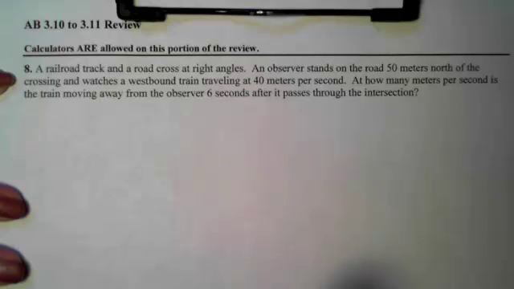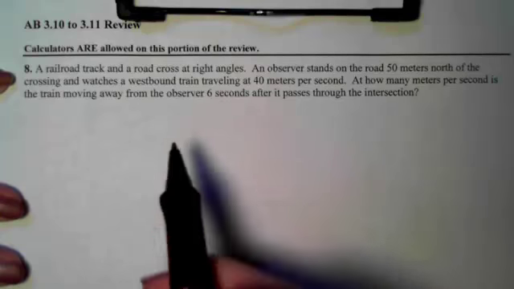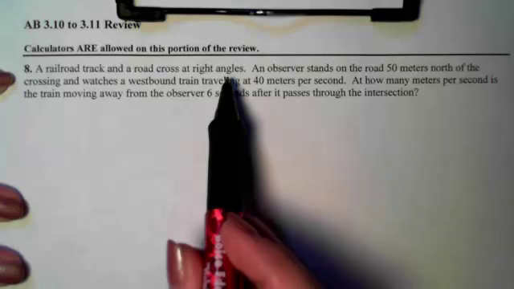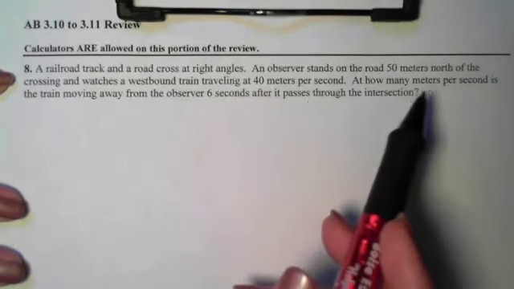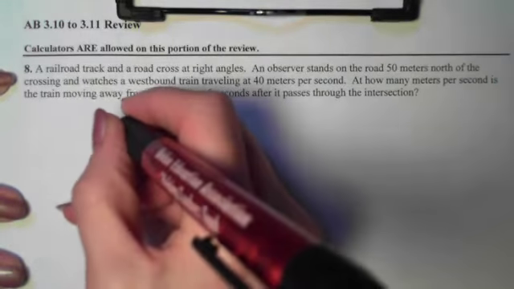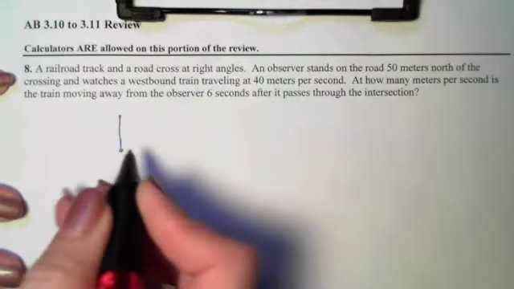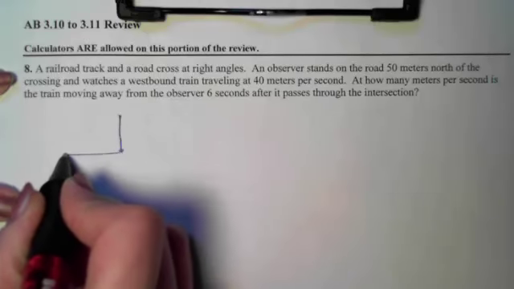An observer stands on the road 50 meters north of the crossing and watches a westbound train. So in this particular case, for step 1 of the process, we're going to want to draw a right triangle to indicate that we have things crossing at right angles. The right triangle is going to be oriented in a way that we have the observer north of the intersection and then a train traveling west.